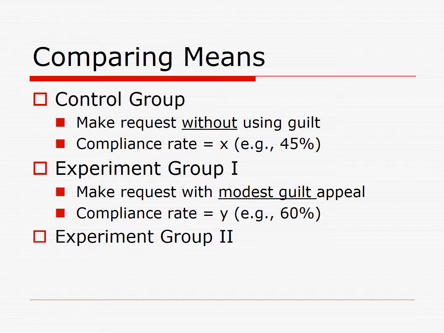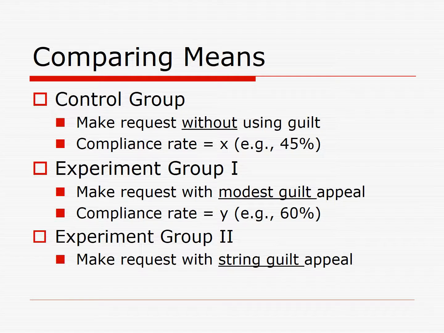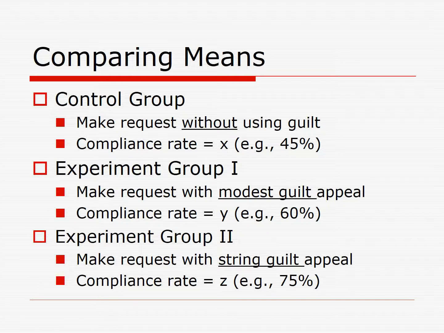And then we can have experiment group 2, where you'd make a strong guilt appeal. And this is like Sarah McLachlan, ASPCA, sort of strong, sad music, lots of sad looking puppies and kittens, and talk about how they're not long for this world because there's not enough shelters. And then we look at the compliance rate, and we see it was 75.